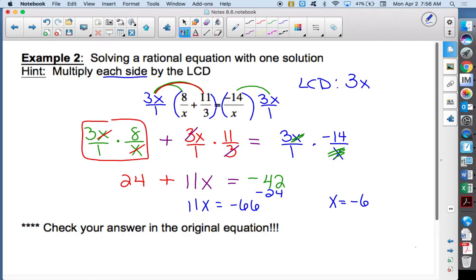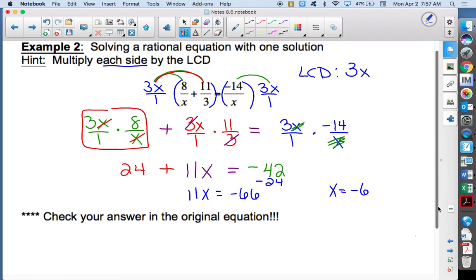Again, reminder here, check your answer in the original equation. So look to see that negative 6 goes underneath the 8. 8 divided by negative 6 is okay. And then negative 6 over negative 14 over negative 6, again, that works for us. So negative 6 will be the solution.